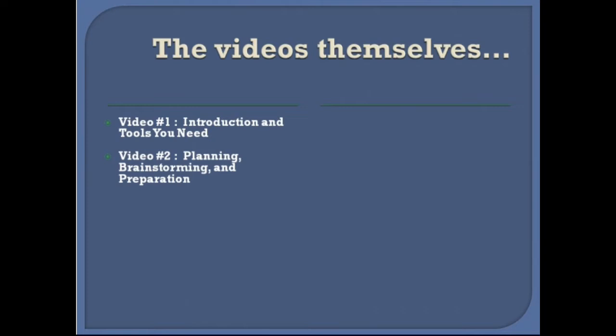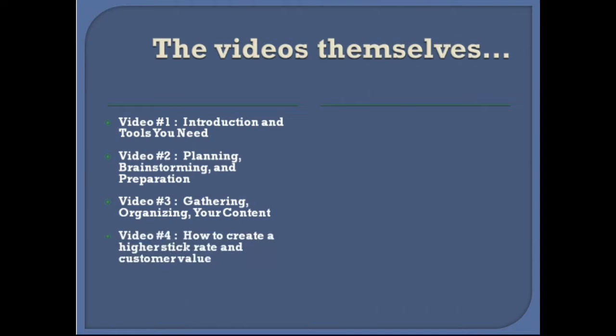And video number 2 is all about planning, brainstorming, and preparation. It's important to plan and brainstorm what your fixed term membership site is going to be about before you actually implement it. From that point, we move on to video number 3, or step number 3, where we gather all of your content and begin to organize it. There's a specific system and method that we're going to be using that will help you organize your content so that it's easy for you to set yourself up for success so that you can begin to implement the other steps fairly easily and quickly.